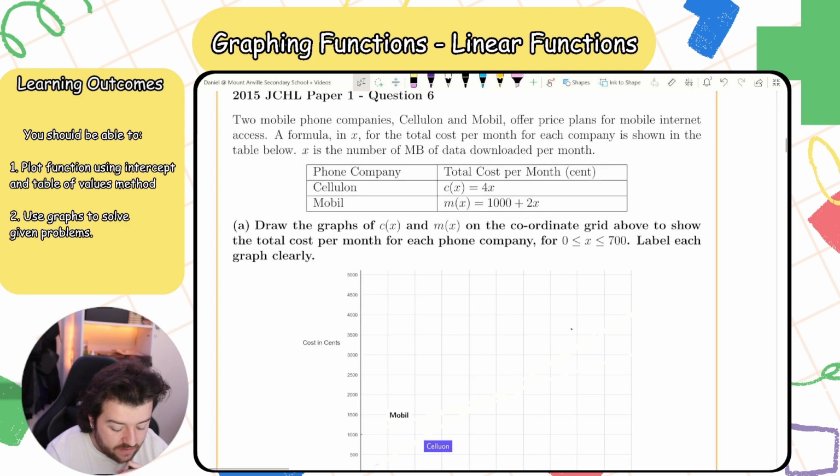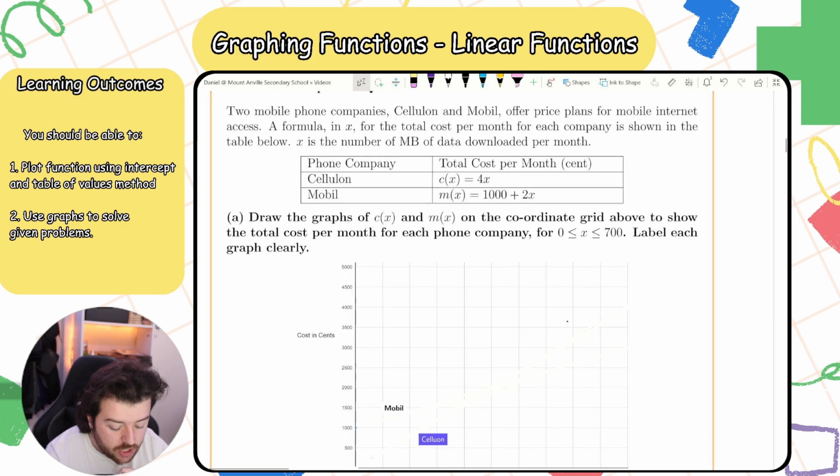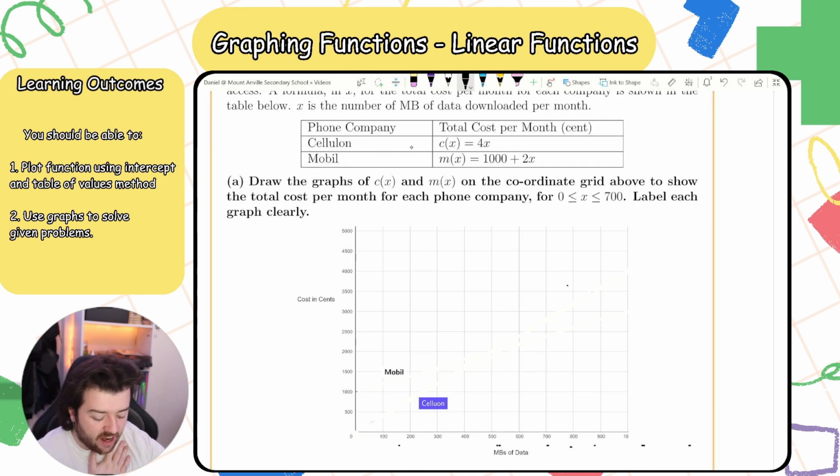This is from the 2015 Junior Cert higher level paper. Two mobile phone companies, Cellulon and Mobile, offer price plans for mobile internet access. A formula in x for the total cost per month for each company is shown in the table below. x is the number of MB, or megabytes, of data downloaded per month. So, first company here, Cellulon.